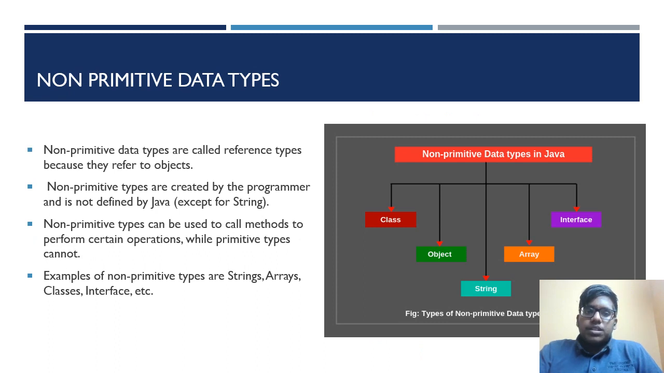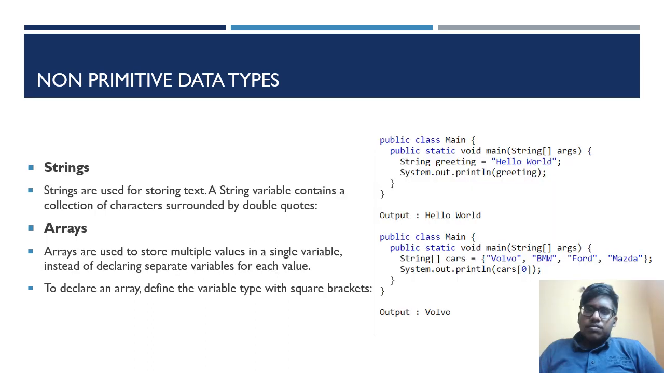Non-primitive data types. They are reference types because they refer to objects. They are created by the programmer and are not defined by Java, except for String. They can be used to call methods to perform certain operations, while primitive types cannot. Examples of non-primitive types are strings, arrays, classes, interfaces, etc.